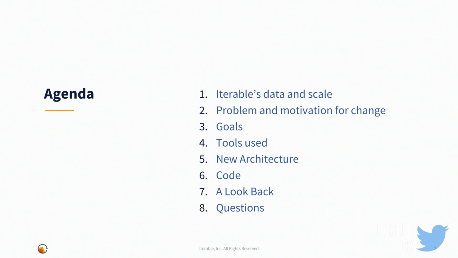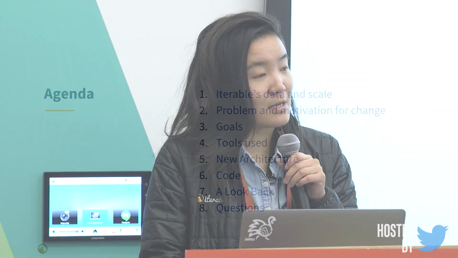And then I'll talk about the actual problem that this talk tries to address, and then also why we needed to make this change. Then I'll talk about the goals that the new solution needs to meet. And then finally, I'll talk briefly about the tools that we needed to use to help solve these problems. And then I'll hand it over to Greg, who will go over our new architecture, including Scala code that we wrote. And then we'll finally do a look back and then open it up for questions.